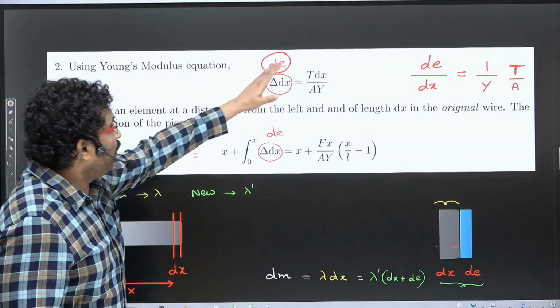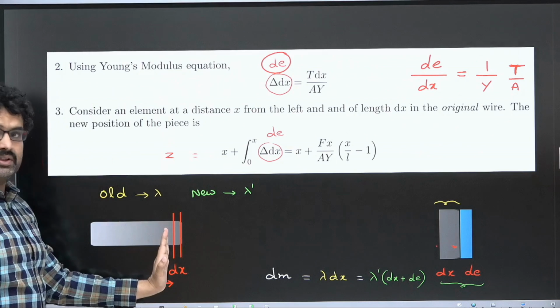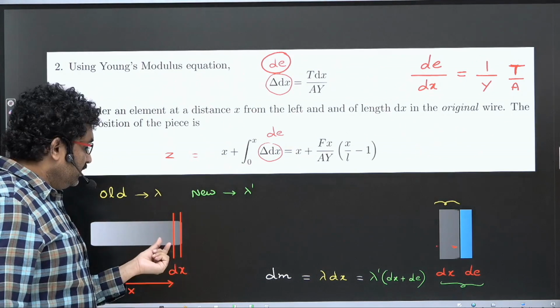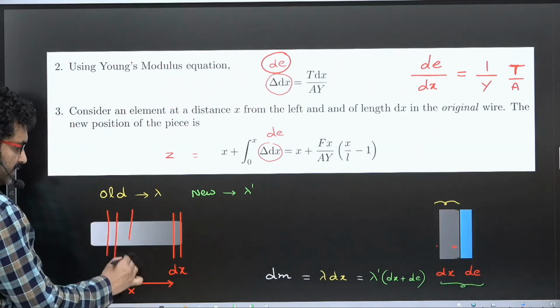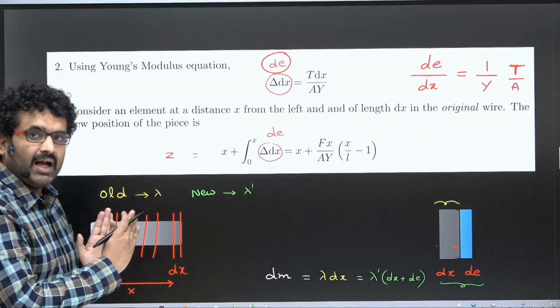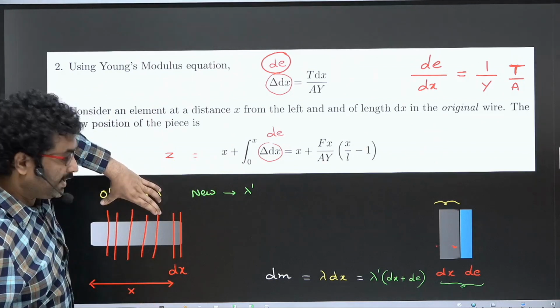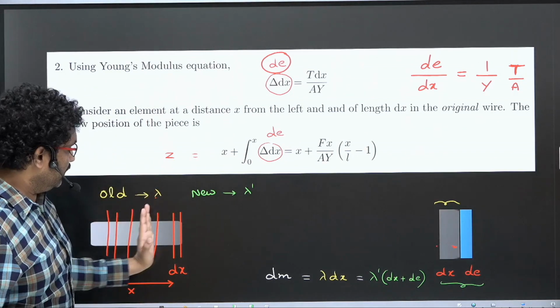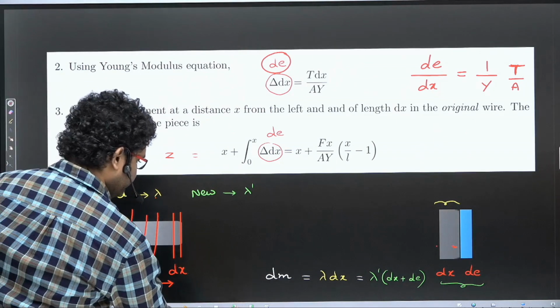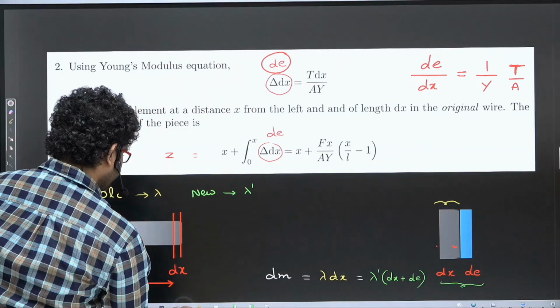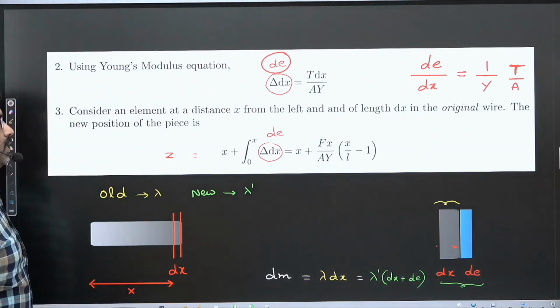So the sum of all those dE's up to this position x will decide the displacement of this dx element. So each of these elements will have some expansions. The sum of all the expansions of these will push this dx element forward or backward. That's the whole point here. So how do you sum them up?